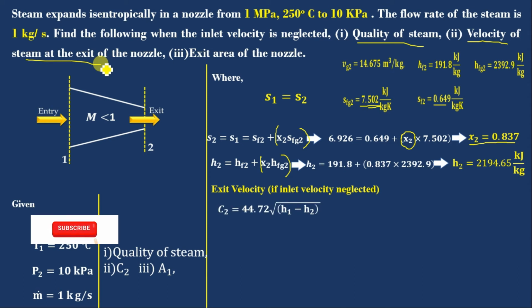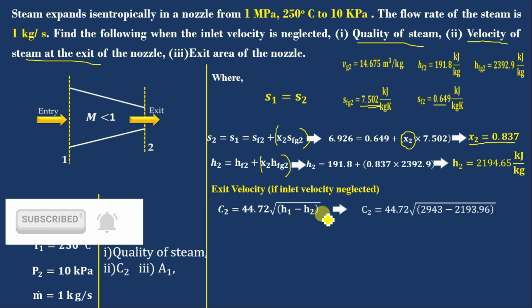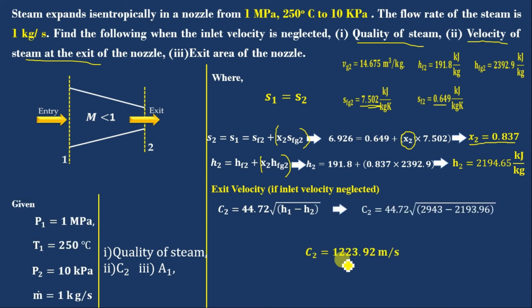So C2 is equal to, already we have derived this equation, 44.72 root of H1 minus H2. Substitute, and you will get C2 equal to 1223.92 meter per second. This is the exit velocity.